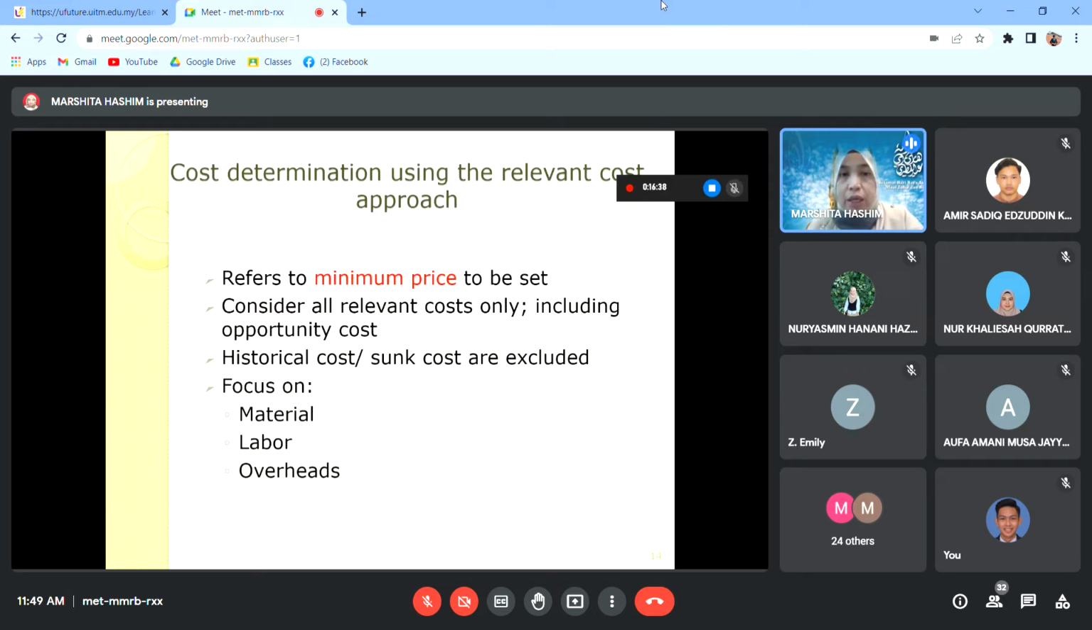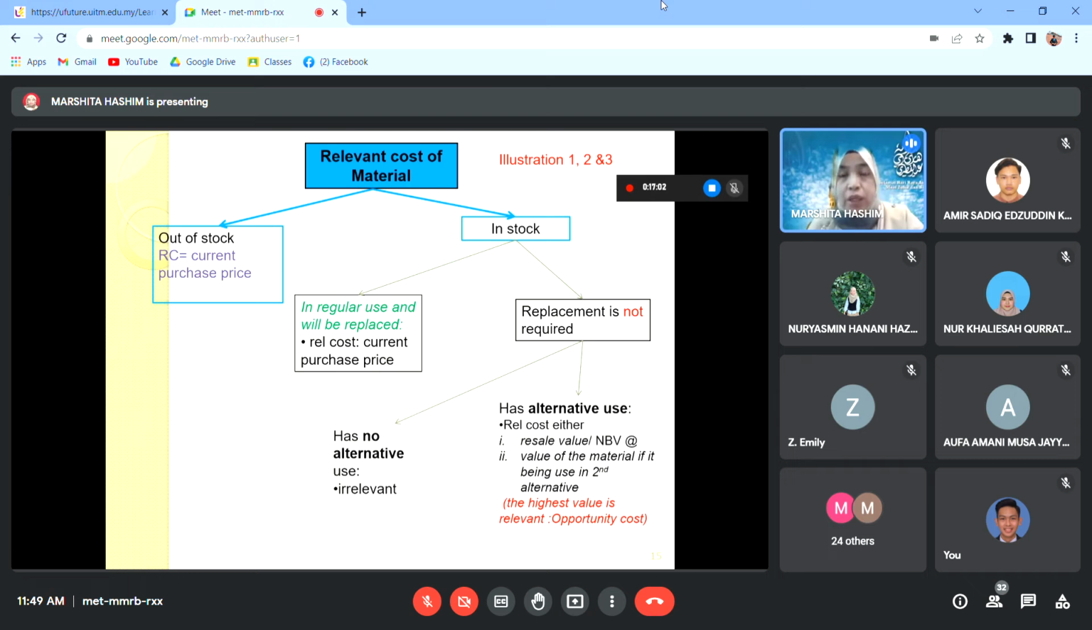Now we look at cost statement, cost determination, whether this particular cost item is relevant or irrelevant. So we need to consider several conditions. When you set a minimum price, you refer to total relevant costs. You must consider all relevant costs. Past costs are excluded.